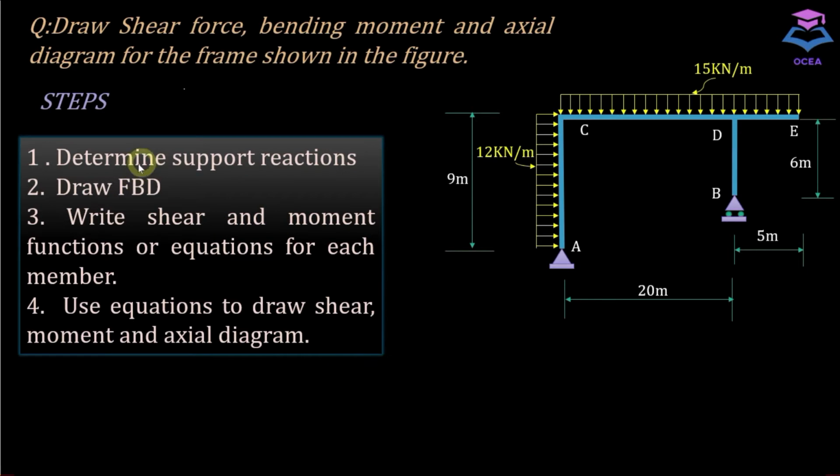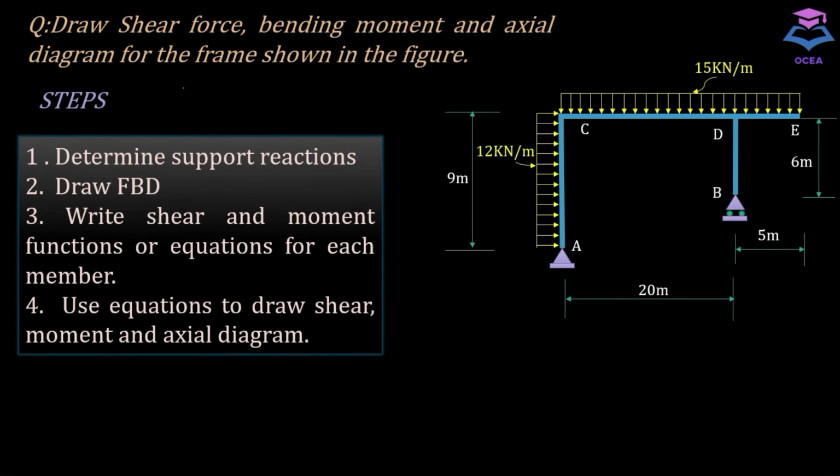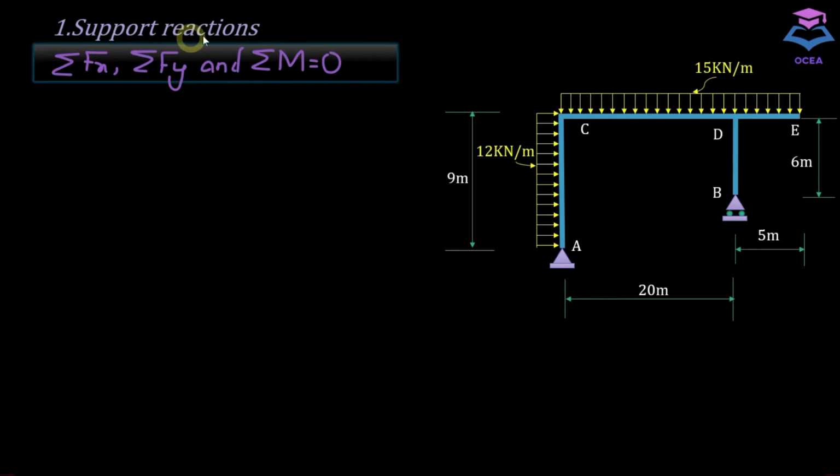So we are going to follow these steps to get our desired result, that is to draw shear force and bending moment diagram. We are going to first determine the support reactions, then draw the free body diagram and determine internal force at each joint. Then we are going to write the shear force and bending moment equations for each member. We are going to determine functions V of x and M of x and use these functions to draw shear force and bending moment diagram.